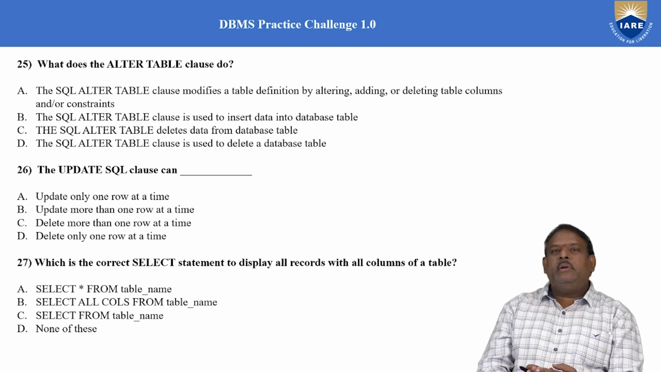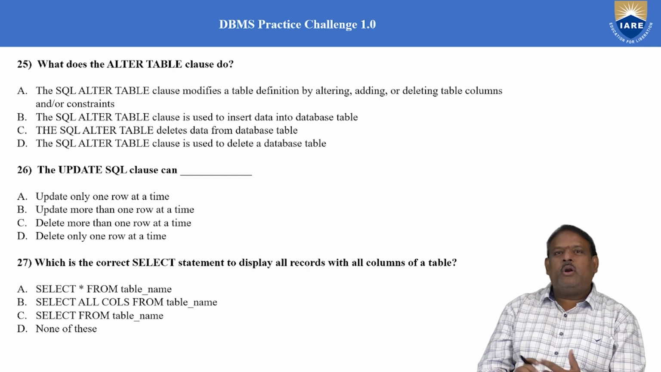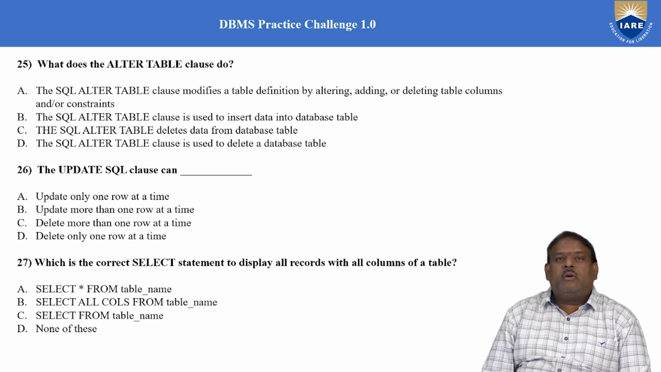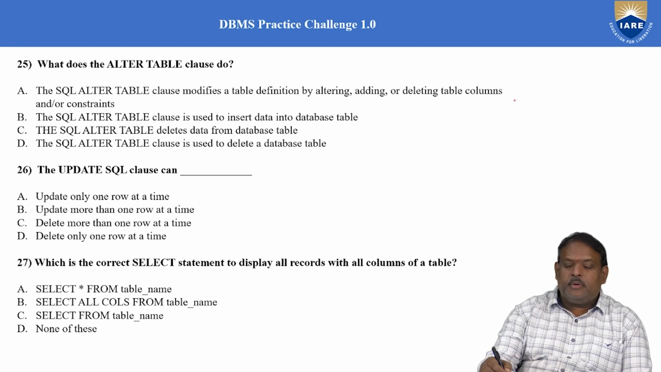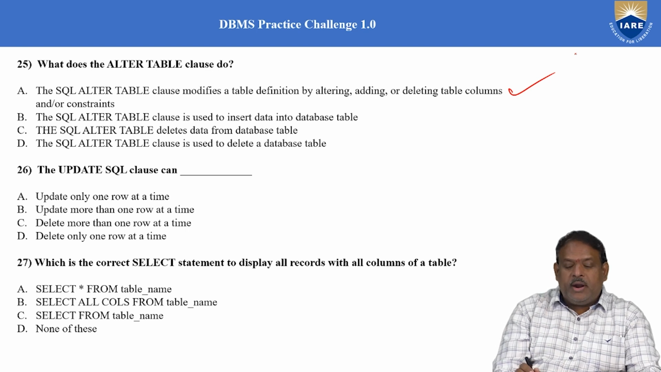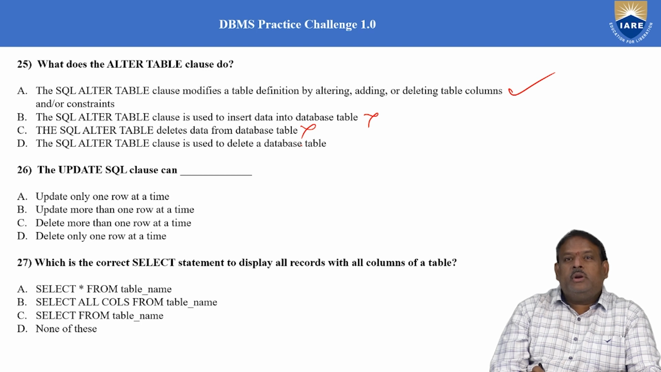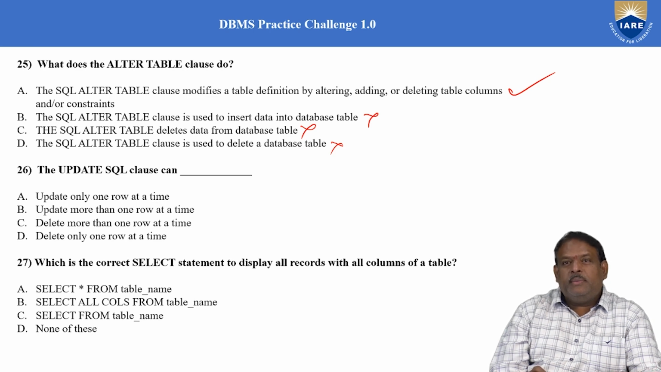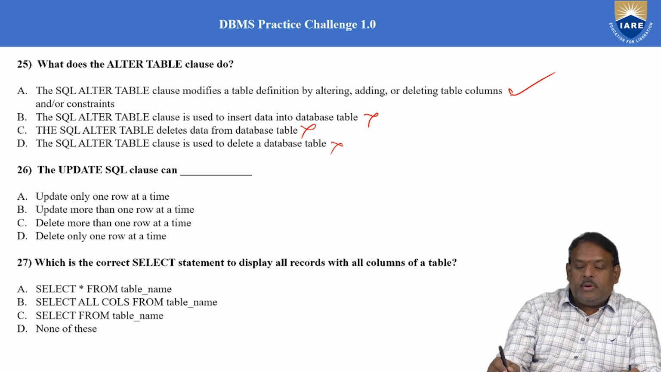What does an alter table clause do? Alter is used to change the structure of an object, add a column or drop a column. We have 4 options here. The SQL alter table clause modifies the table definition by altering, adding, or deleting columns. Seems to be the right option. Alter table is used to insert data, wrong. Alter table deletes data from the database table, wrong. Alter table is used to delete a database table. Using alter, we cannot delete a database table or a field, or insert data. It will only change the structure, adding a column, removing a column. So option A is correct here.